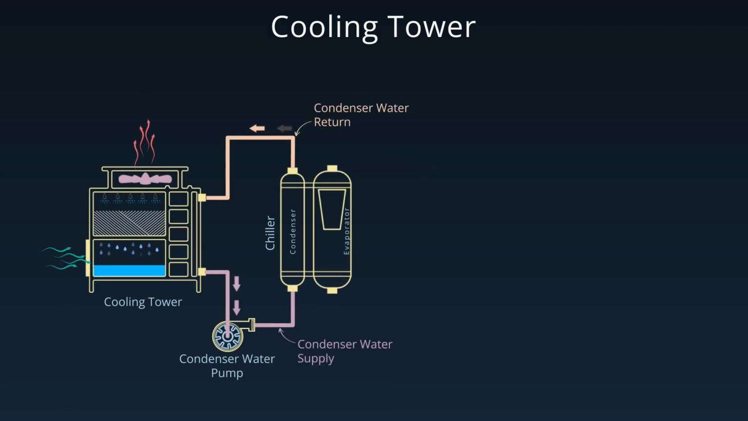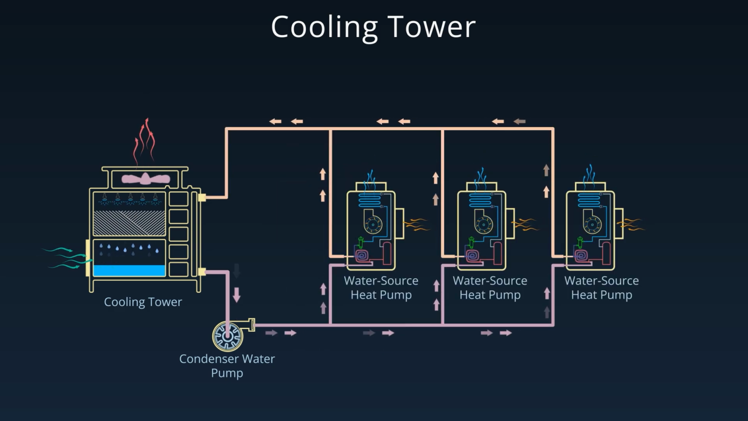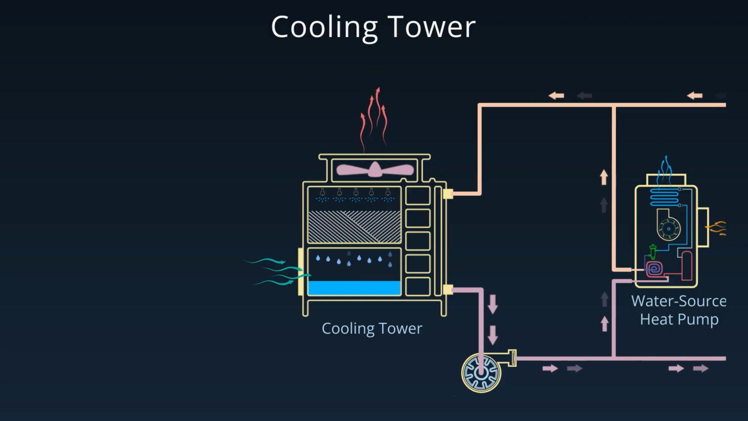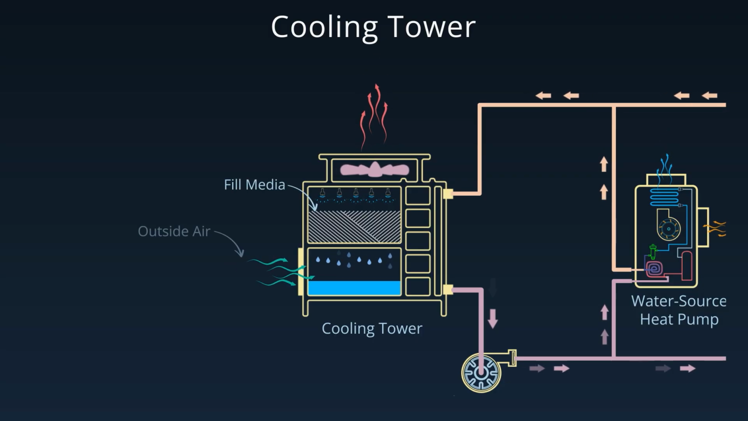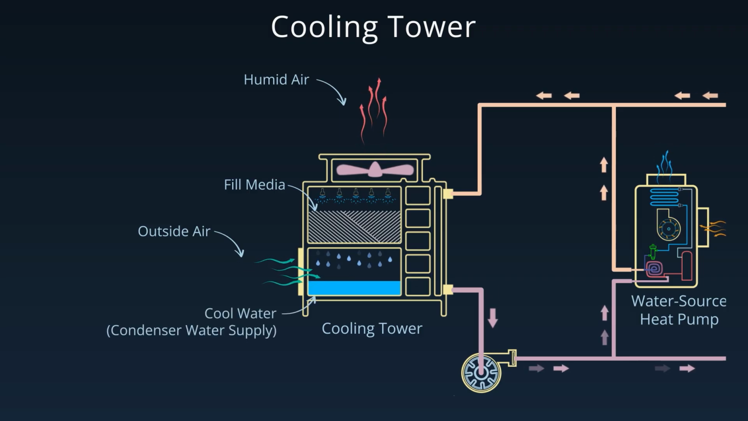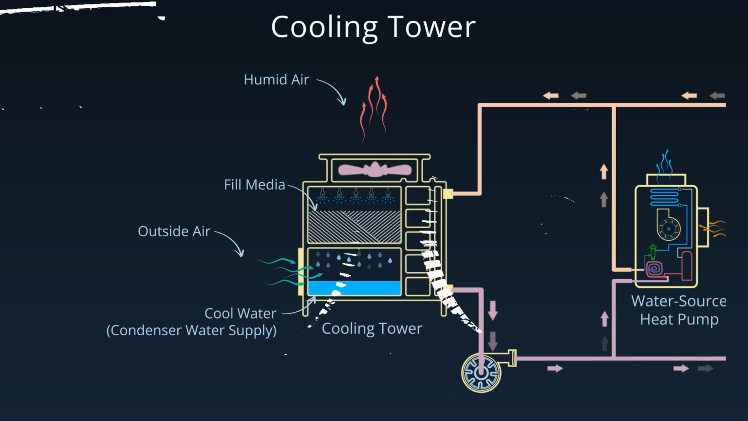Cooled water from the cooling tower is pumped to the condenser of a chiller or water source heat pump where it absorbs heat. That warm water then returns to the cooling tower and flows over the fill material. Fans draw in outside air and a small portion of the water evaporates. This evaporation removes the heat and the cooled water is recirculated back to the chiller or heat pump.